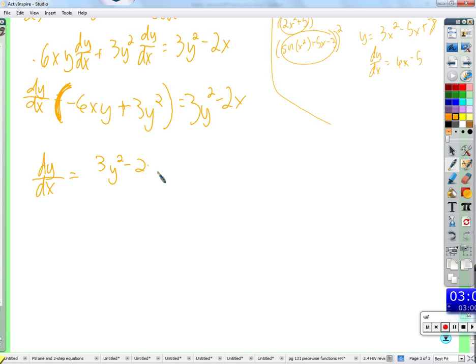3y squared minus 2x over negative 6xy plus 3y squared. Like that. Can I, for any point on the graph of the function that we were given, find the slope of the tangent one?